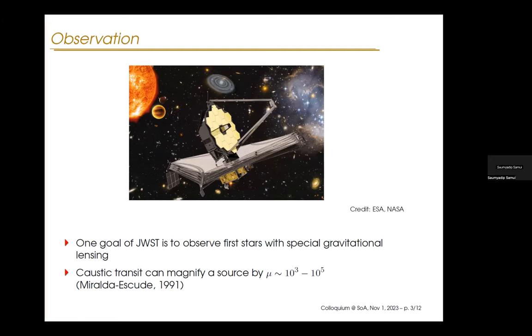But this one is another kind of special gravitational lensing, known as caustic transit, which magnifies any object by 1,000 to 10,000 times. So if such a thing happens, then only will I be able to detect these first stars with the help of JWST. The magnification is of the order of 10 to the power 3 to 10 to the power 5. Then only will you be able to detect a single star, which was a first star. And this is one of the goals of the recently launched JWST. All right. So we don't know yet. We have not seen it.